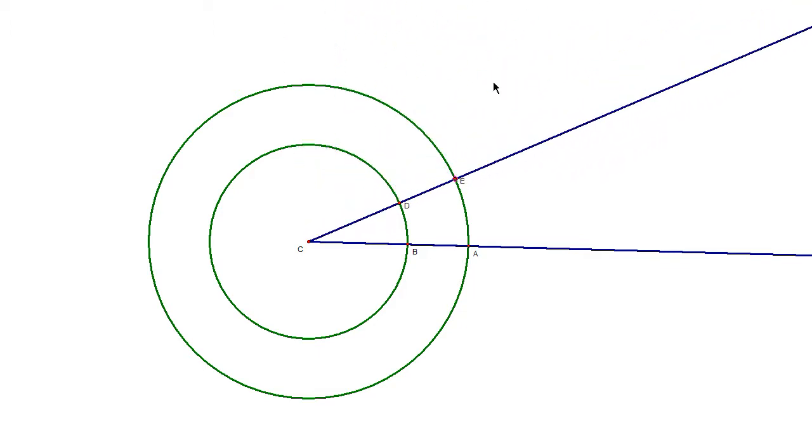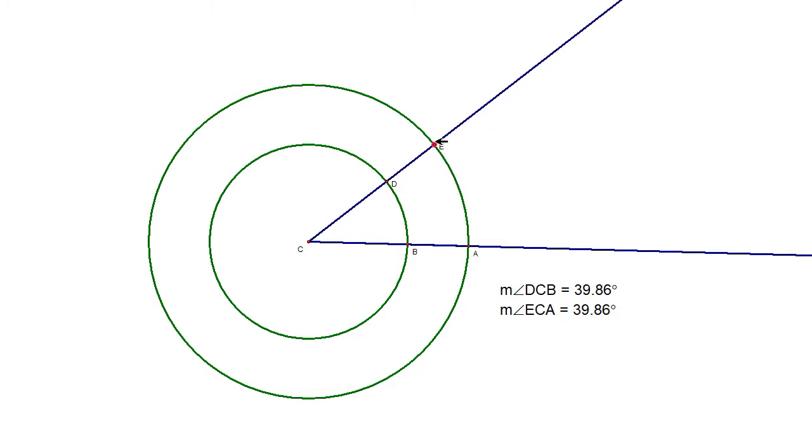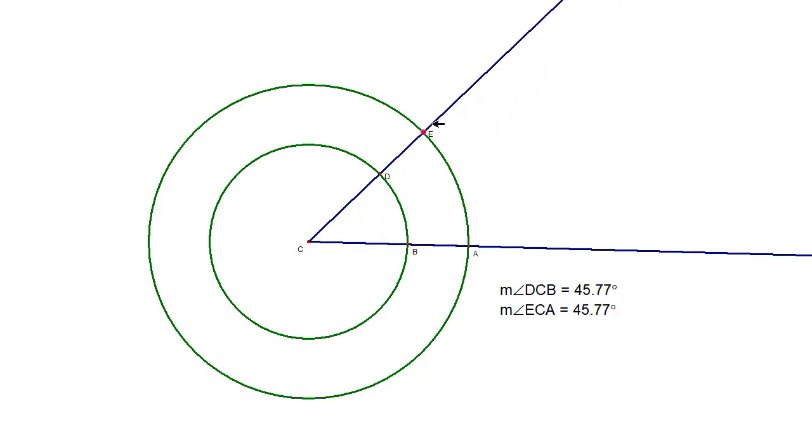And what I can do on this software is have the computer measure those angles for me, and then we can see what happens here. Okay, so here we go. I've asked the computer program to measure the angles. The M, by the way, stands for measure of angle DCB. Right now it's at 25.12 degrees. ECA is exactly the same, 25.12 degrees. So if I click and drag this point, notice that the angles are changing. I'm opening the door further, so the angle is changing, but the two angles are always exactly the same.